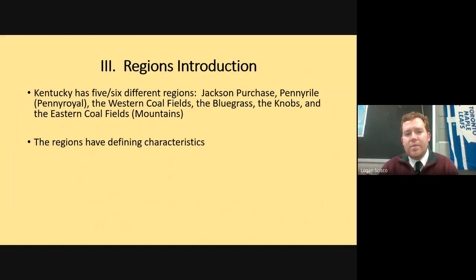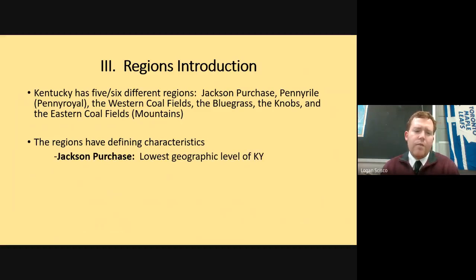Some of these regions have some defining characteristics. We'll note some of these characteristics in your research. But first, we have the Jackson Purchase, and the Jackson Purchase is the lowest geographic level of Kentucky. Okay, so it's the lowest land level of anything in the state. So that's number one with the Jackson Purchase. And it's called the Jackson Purchase, by the way, after U.S.